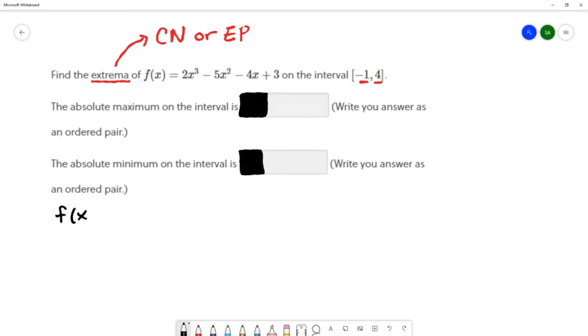We have f of x. We want to find the derivative of f of x. And that will be 6x squared minus 10x minus 4. And the critical numbers are where the derivative is 0 or undefined. This is a polynomial function, so it's never undefined. So we can solve this by factoring. It has a greatest common factor of 2. Factor that 2 out, and we have 3x squared minus 5x minus 2.